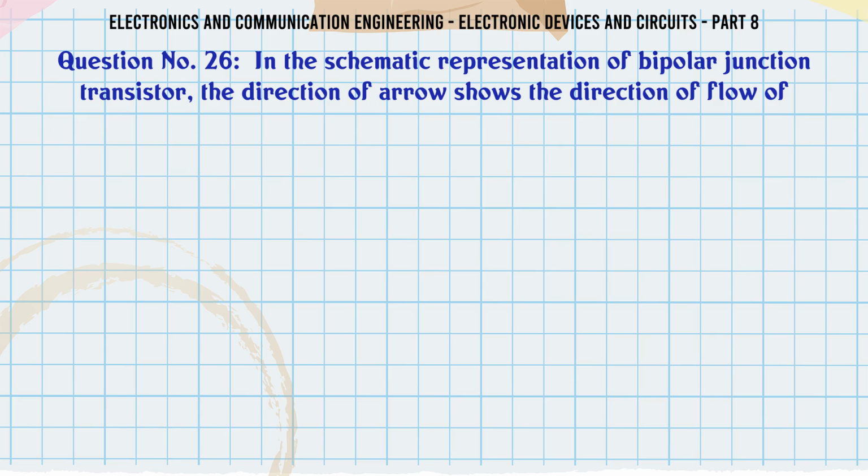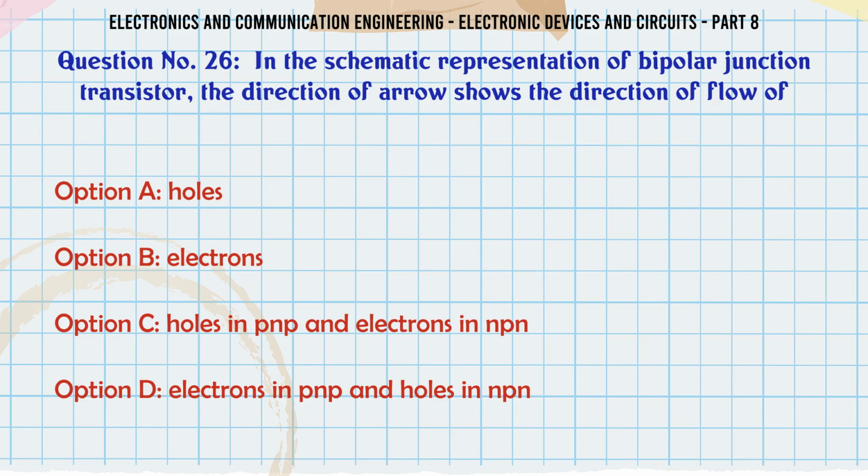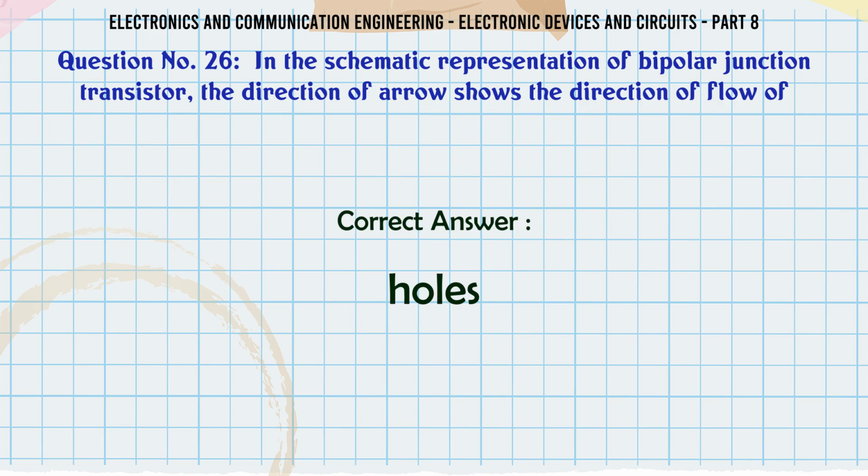In the schematic representation of bipolar junction transistor, the direction of arrow shows the direction of flow of A. Holes, B. Electrons, C. Holes in PNP and electrons in NPN, D. Electrons in PNP and holes in NPN. The correct answer is holes.